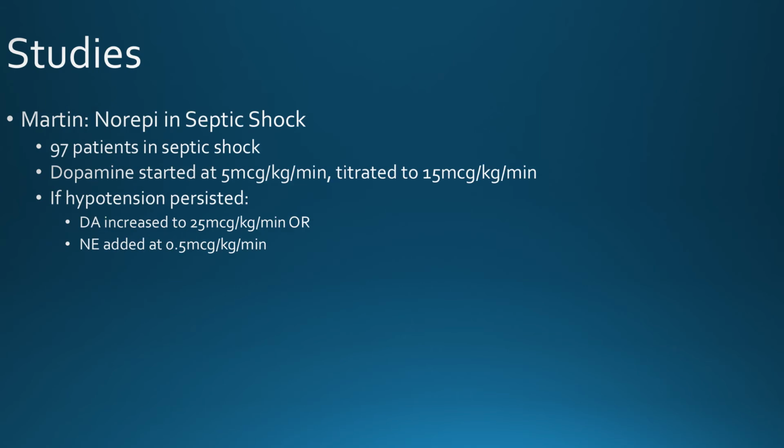Martin is a study for norepinephrine in septic shock, with 97 patients in septic shock. Dopamine was started at 5 micrograms per kg per minute, titrated to 15 micrograms per kg per minute. If hypotension persisted, dopamine was increased to 25 micrograms or norepinephrine added at up to 0.5 micrograms per kg per minute.